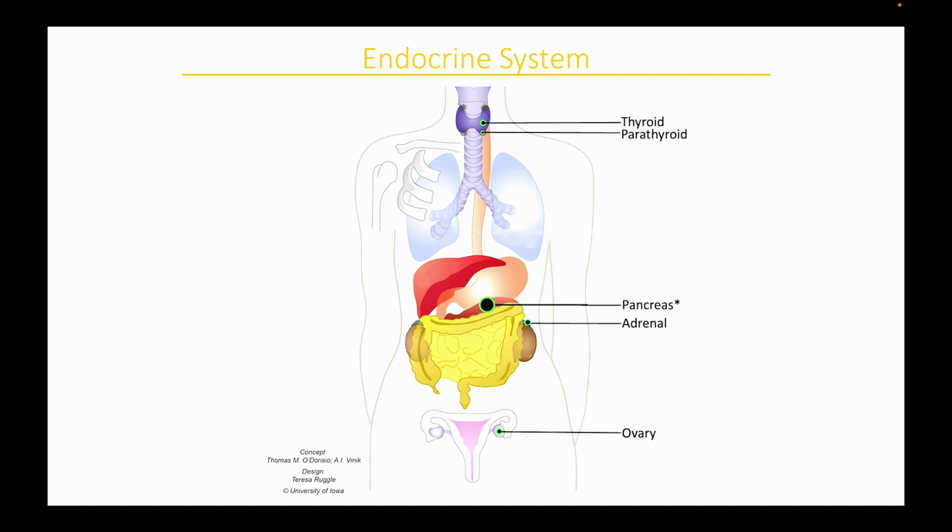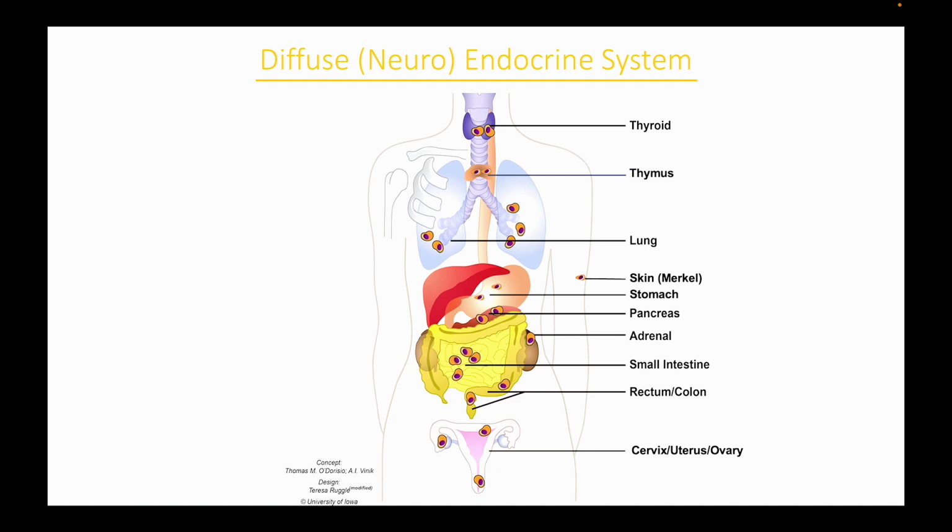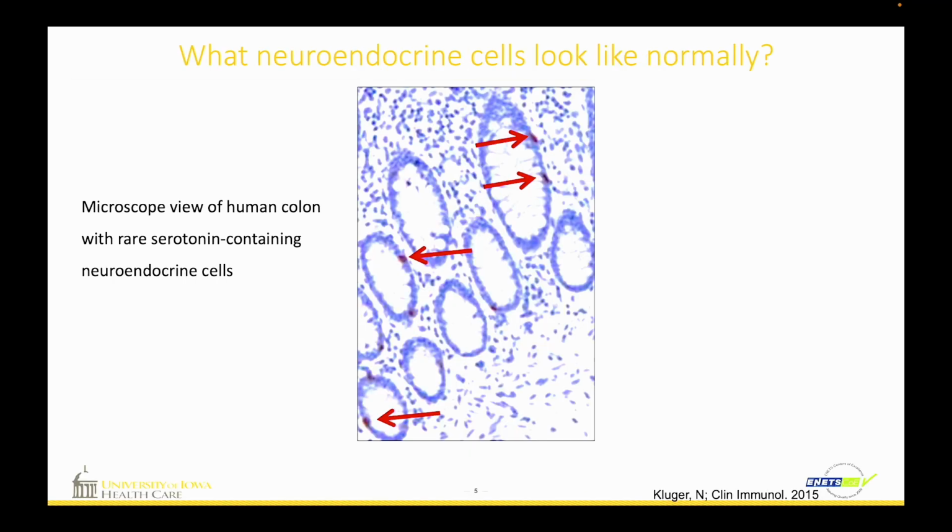However, it's clear that there's more than just the visible endocrine system around, because over time it became clear that there are microscopic cells throughout the whole body. They're in the thyroid, in the thymus, in the lung, in the stomach, everywhere in the body. These are what are called neuroendocrine cells. Some people call this the diffuse endocrine system, rather than the endocrine system related to those big glands. These neuroendocrine cells are pretty rare.